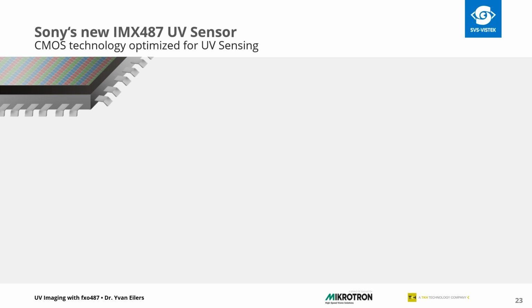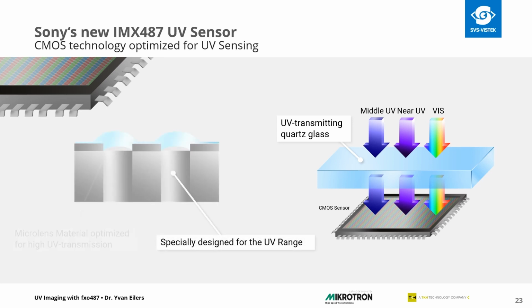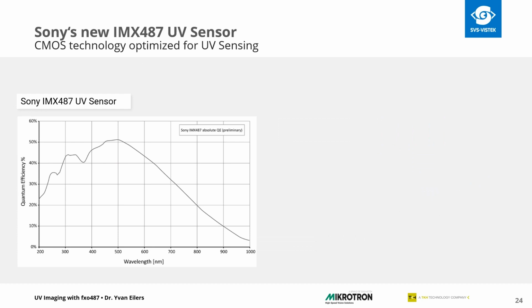Recently, Sony launched such a new CMOS sensor that is optimized for UV detection. In this new sensor, the cover glass is replaced by a quartz glass, which has a much higher transmission in the UV range than normal glass. Thus, the transmission in the near and middle UV is higher than for normal glass. In addition, the sensor uses microlenses and light-receiving pixel units that are optimized and adapted for UV light. As a result, we now get a CMOS sensor with a significantly increased quantum efficiency in the UV waveband.